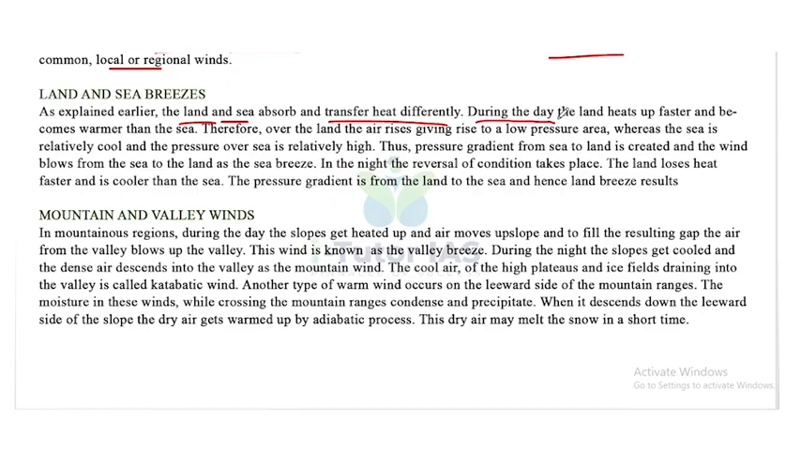During the day, the land heats up faster and becomes warmer than the sea. Therefore, over the land the air rises, giving rise to a low pressure area. Whereas the sea is relatively cool and the pressure over the sea is relatively high. Thus, a pressure gradient from the sea to land is created and the wind blows from the sea to the land as a sea breeze. Sea to land, that is called a sea breeze.